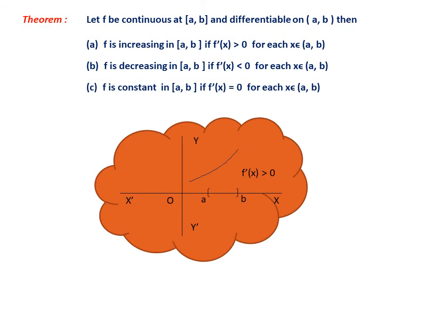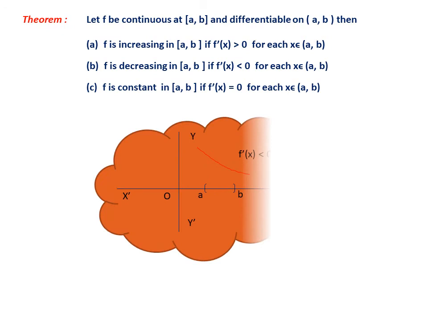Let me explain with the help of a diagram. Look at the first one: f is increasing in AB if f dash x is positive. See, the given function is in the closed interval AB, f dash x is positive, so it is increasing. Increasing means f dash x is positive. Similarly, for the decreasing function, you can see here a red graph which is decreasing, and for the entire interval AB, f dash x is negative.